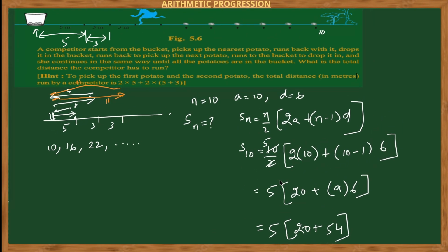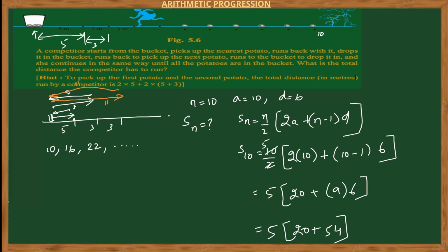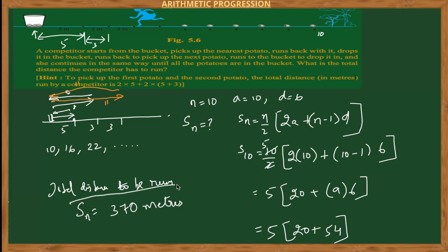What is the total distance the competitor has to run? Total distance to be run is 370 meters. Highlight this. I hope this is clear, students.